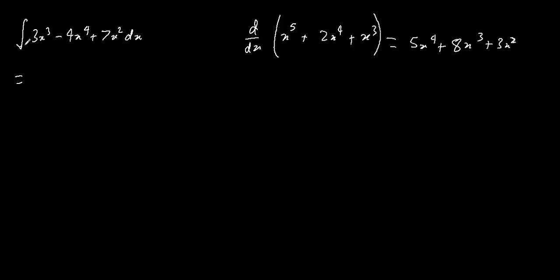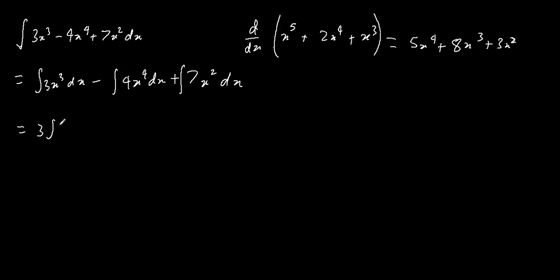Okay, so I'm going to split this up. Integral of 3x cubed dx minus the integral of 4x to the 4th dx plus the integral of 7x squared dx, right? I can bring the minus in or out, but this is like a -1 coefficient, so I can bring that out as well. Now I'm just going to bring all my constants out, just out of good habit. So I'm doing 3 times the integral of x cubed dx, minus 4 times the integral of x to the 4th dx, plus 7 times the integral of x squared dx.